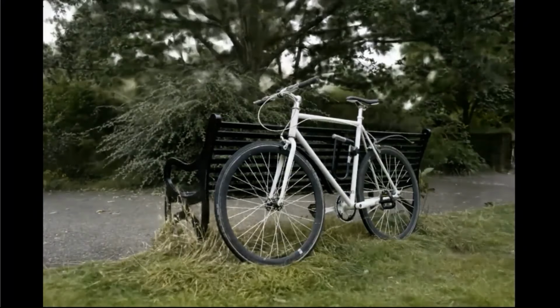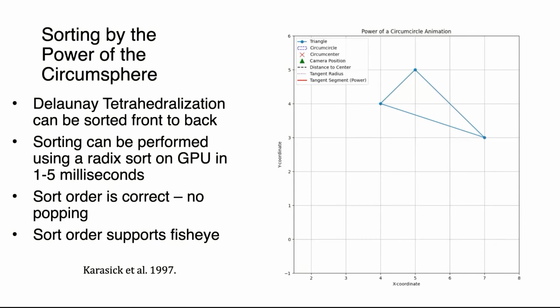We now describe how we rasterize a radiance mesh. We start by sorting the tetrahedra by a quantity called the power of the circumcenter with respect to the camera position. Back in 1997, Karasik et al. proved that this gives the correct sort order for that camera position, and gives us the ability to sort all of the primitives using a single radix sort, which takes less than a millisecond on a fast GPU.